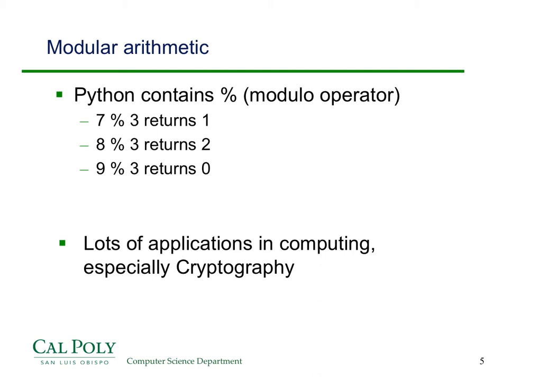And similarly, 8 divided by 3 has a remainder of 2, and 9 divided by 3 has a remainder of 0. So modular arithmetic has lots of applications. We're only going to need a very simple idea of this remainder result that will allow us to use an array and have it loop back on itself. And you'll see that in the next slide.